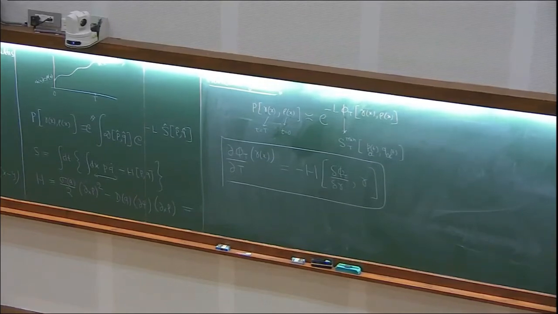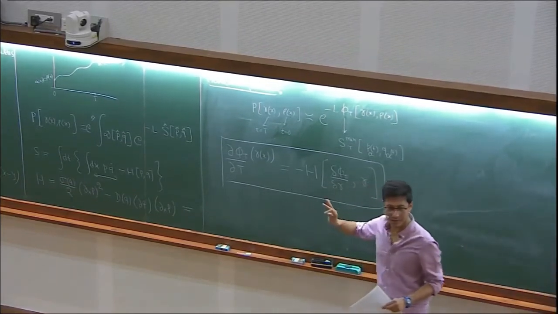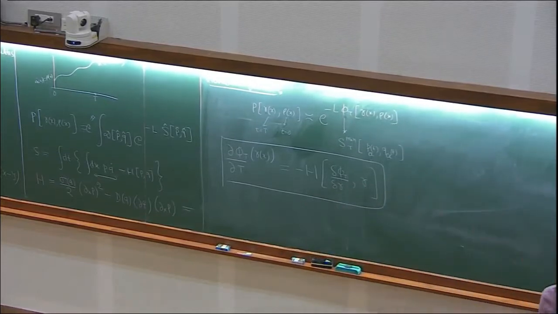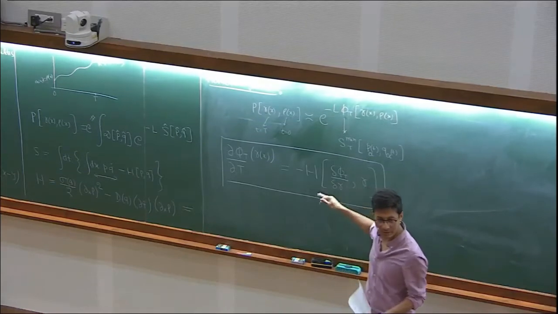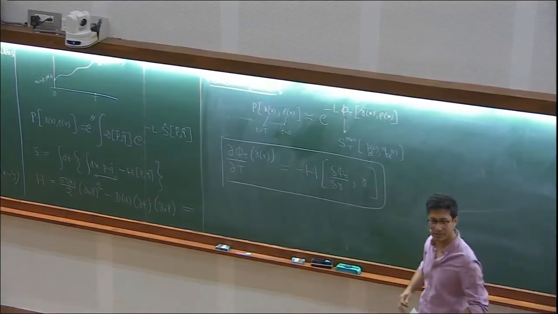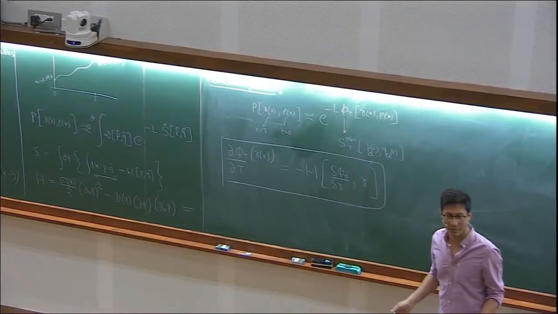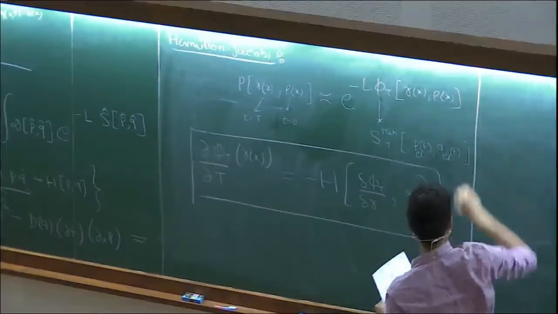So keep in mind what I'm planning to do. At the end, I'm going to write down an equation for this large deviation function. The purpose is that if one solves this equation for the phi, then one would get the large deviation function. So this is an equation where I'm directly writing an equation for the minimal action. So how does one get to this?